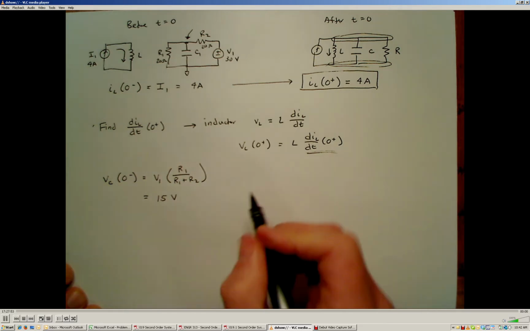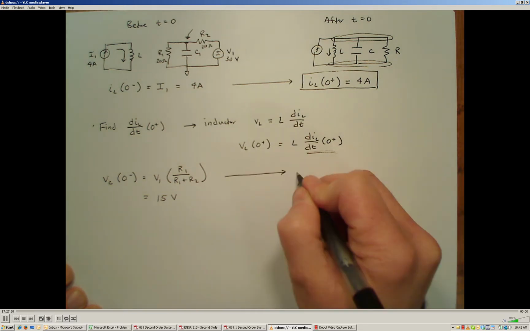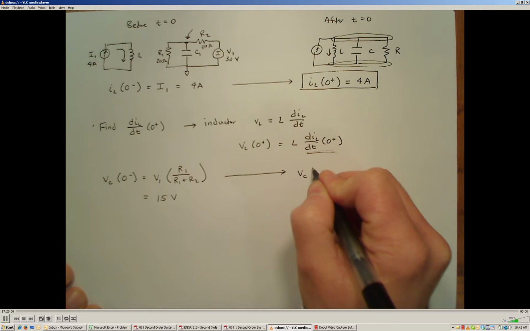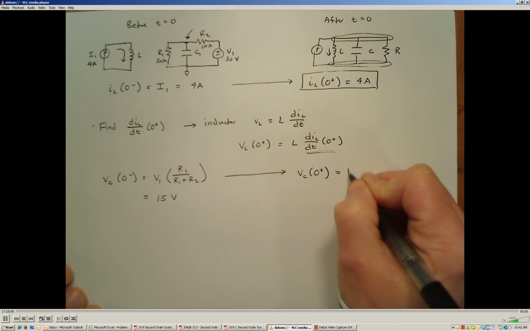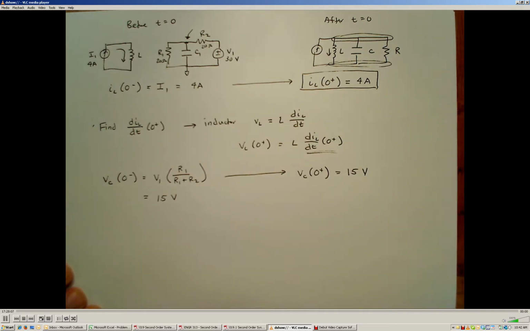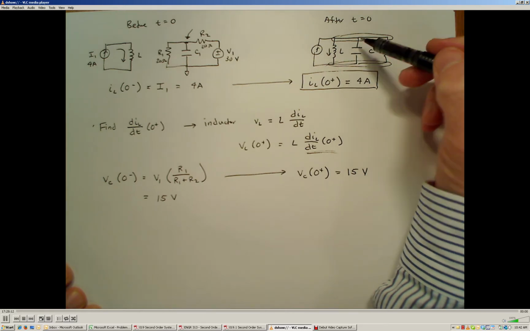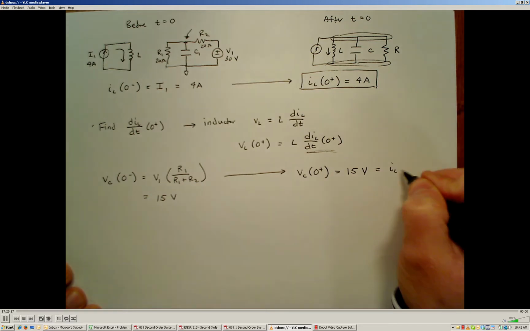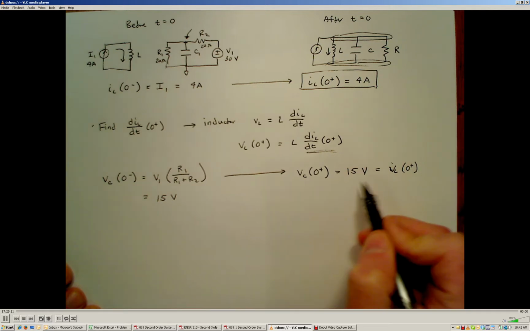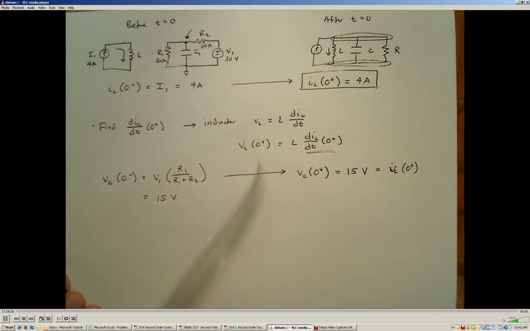We also know that the voltage across the capacitor cannot change instantaneously. So right after we change the switch position, at time 0 plus, the voltage across the capacitor has to be 15 volts still. Since the capacitor is in parallel with the inductor, that means that the voltage across the inductor at time 0 plus, VL at time 0 plus, must also be 15 volts. So now that we know that, we can substitute that back in here.